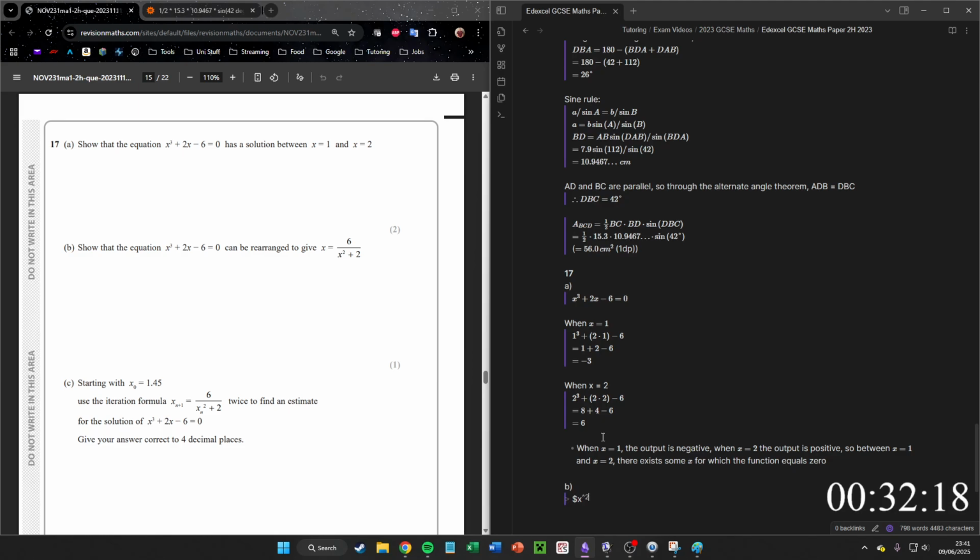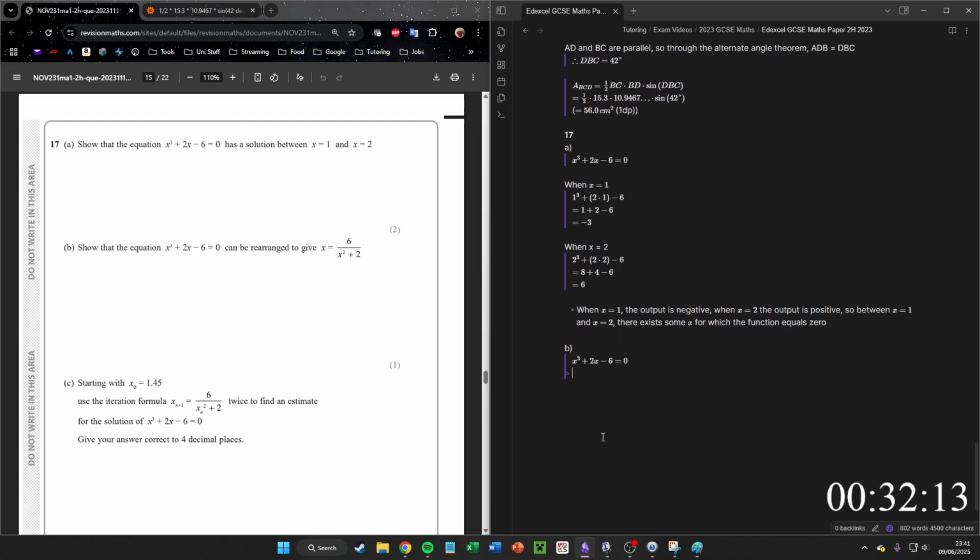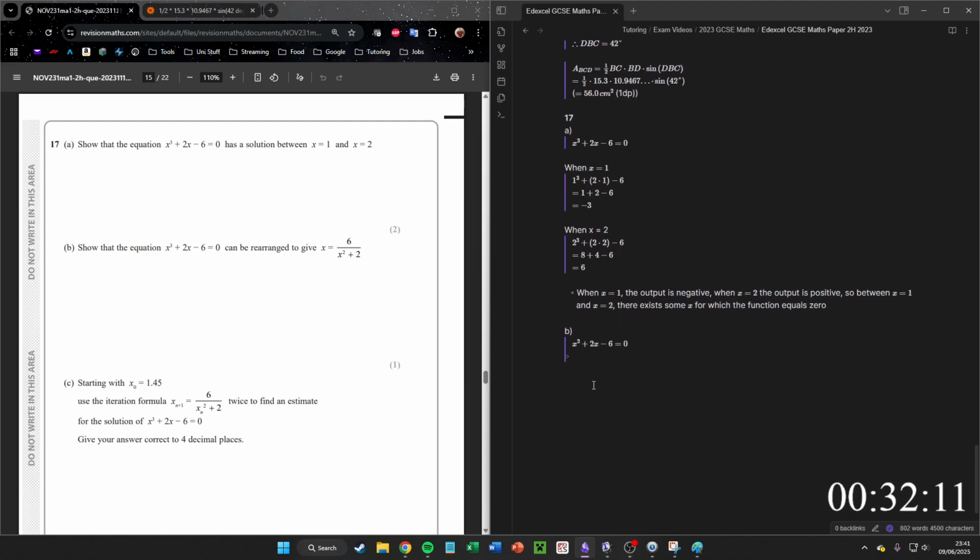Show the equation x cubed plus 2x minus 6 equals 0 can be rearranged to give what's been given there. So first step would be to put the 6 on the other side, because I clearly want to do that. So add 6 to both sides, and I would get x cubed plus 2x equals 6. And then I want to factorize this to x squared x plus 2 equals 6. And then just divide both sides by x plus 2.